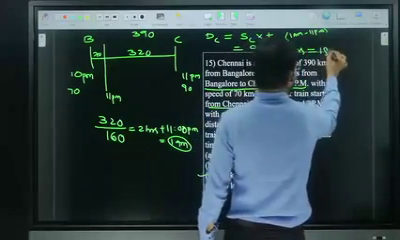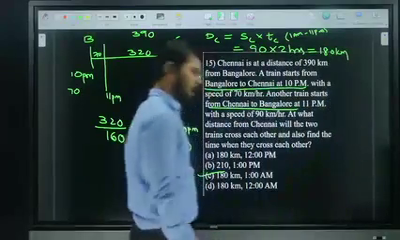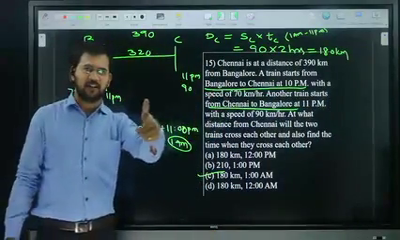90 into 2, 180 kilometers. Therefore, option C is the right answer. All of you clear? Very good.